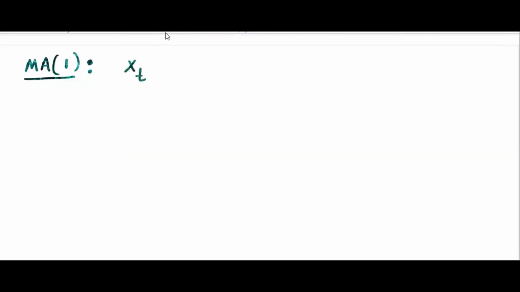Xt is equal to mu plus, instead of beta 1 I can write beta, because we have only one term, beta e(t minus 1) plus et. This is the MA(1) process we considered when we started the class.